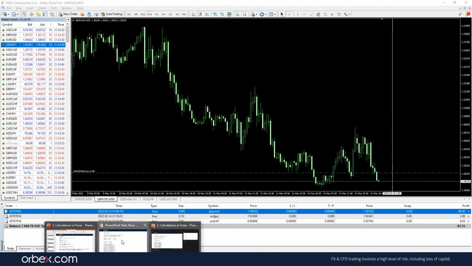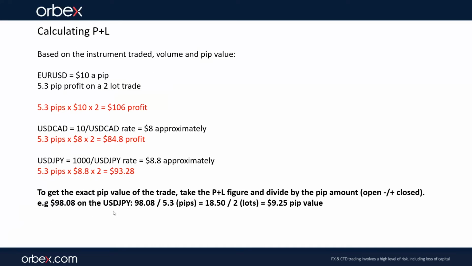So there's just a little trick that I want to show you for the exact pip value. What we do to get the exact pip value at the time is we take the amount of P&L of the trade. So I've just given an example here of 98.08 for a dollar yen trade. We divided that by 5.3 pips that we were making, and that equals 18.50. And then we divide by the lot size that you've taken out. So the exact pip value can be seen, which was $9.25.